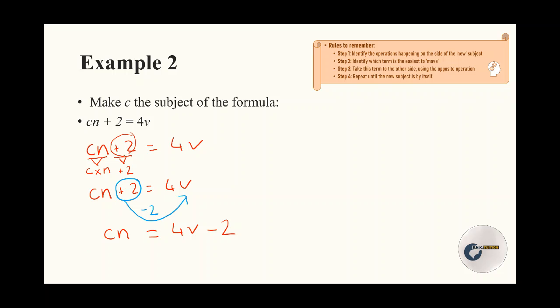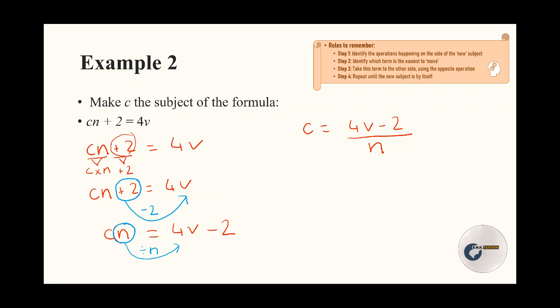Now I have to look at Cn and I have to move this n to the other side, because we're repeating these steps until the new subject is by itself. So we know that this is multiplication, but now we need to do the opposite and we need to divide by n. Okay, so when we are dividing, we don't just divide one term, so we don't just divide 4v by n, we have to divide everything by n. So that leaves c is equal to 4v minus 2 over n.